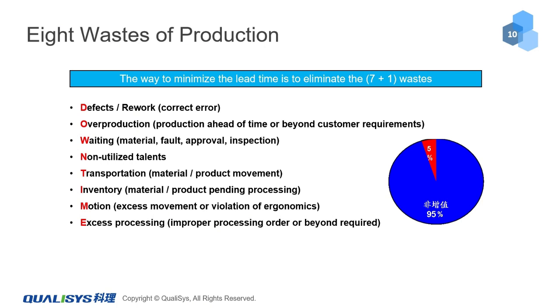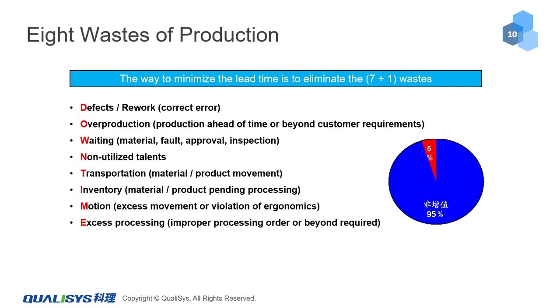So altogether, we have defects, overproduction, and waiting, whether it's material, worker, or equipment. We have non-utilized talents of our staff, transportation of raw material, semi-finished product or finished products, inventory of raw material, semi-finished or finished products, any motion, and any excess processing. All these are the wastes.